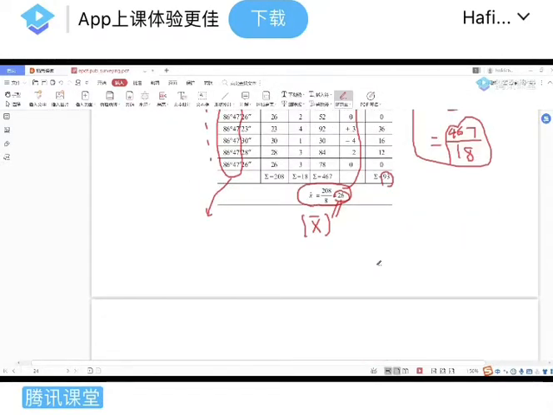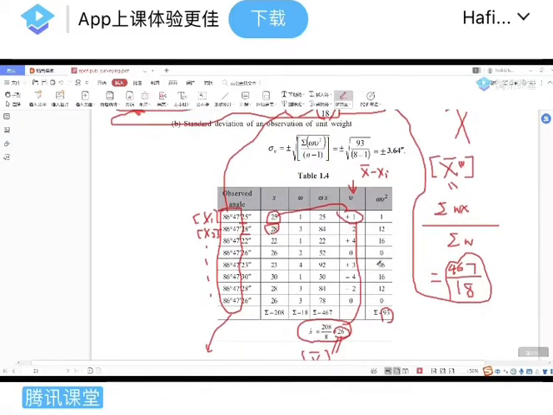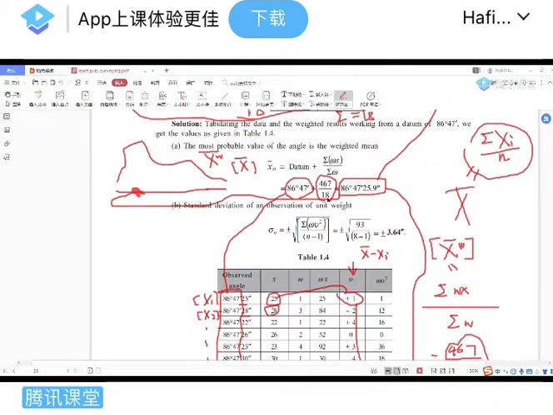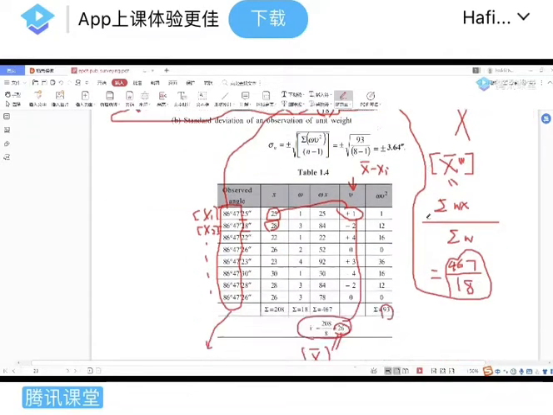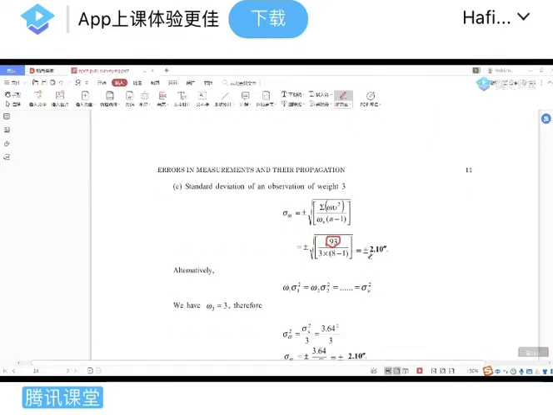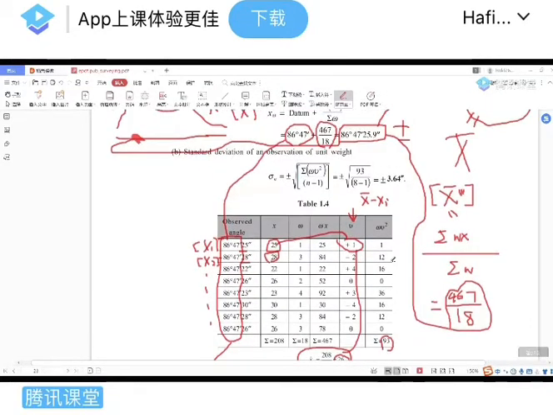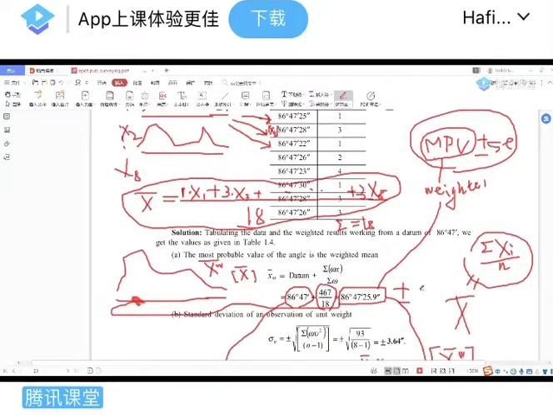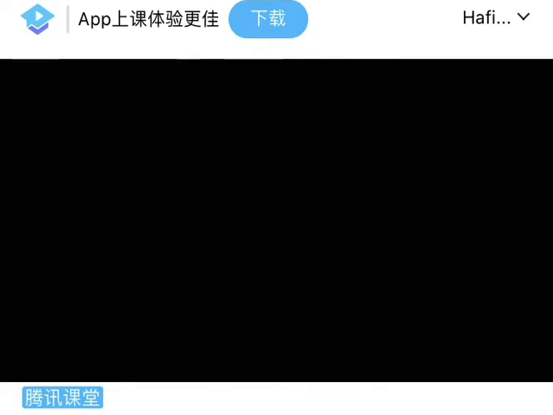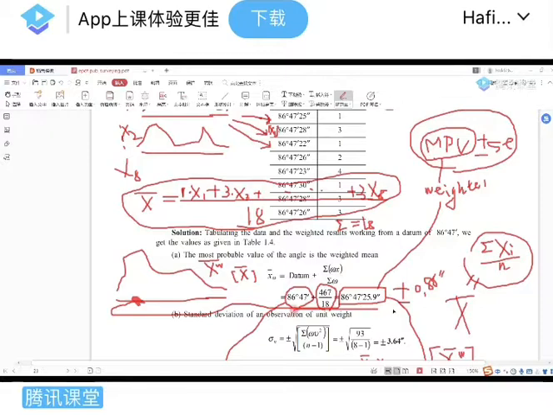So in the end, you have to write the solution like this: 86 degrees 47 minutes 25.9 seconds, plus or minus 0.86 seconds. This is your final solution. Okay, so this is the whole thing.